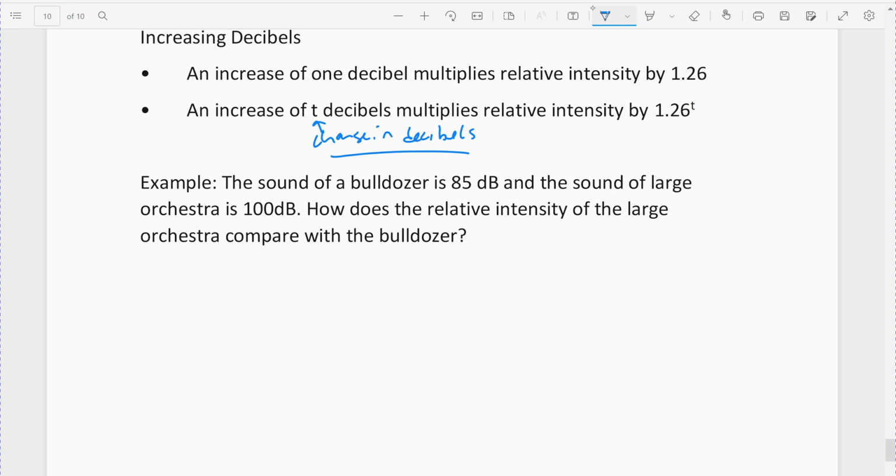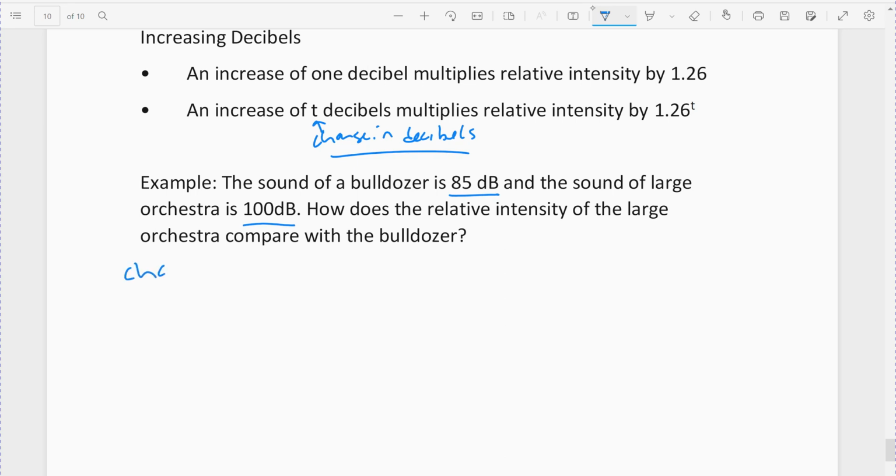Alright, so when we're comparing, suppose the sound of a bulldozer is 85 decibels. The sound of a large orchestra: the bulldozer is a little bit more intense than a vacuum cleaner, and an orchestra is a lot more intense. It's at 100 decibels. What's the relative intensity of the orchestra compared to the bulldozer? So we want to know the change in intensity. How much more intense is the orchestra than the bulldozer?